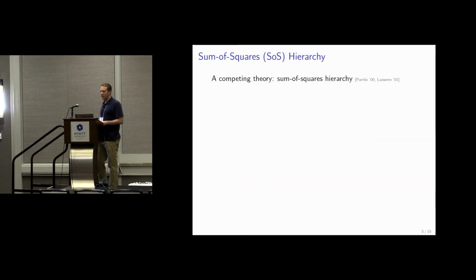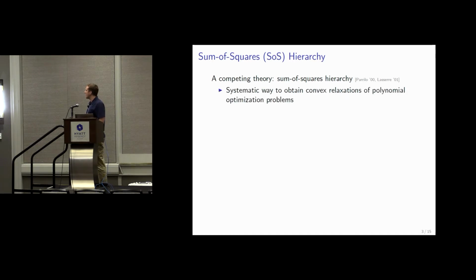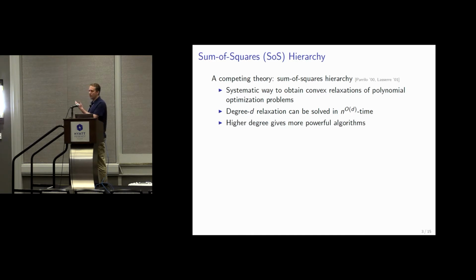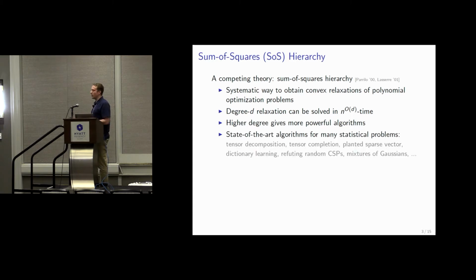But of course, this is not the only theory that achieves such a thing. Perhaps a competing theory is what's called the sum of squares hierarchy. So this is a systematic way to obtain convex relaxations of polynomial optimization problems. Note that basically any problem can be written as a polynomial optimization problem. And so this is a hierarchy of increasingly large SDPs. It takes about n to the d time to solve the level d relaxation. But as you go to these higher levels, you also gain more statistical power. And this also has been hugely successful, giving state-of-the-art algorithms for all kinds of problems like the ones listed here.